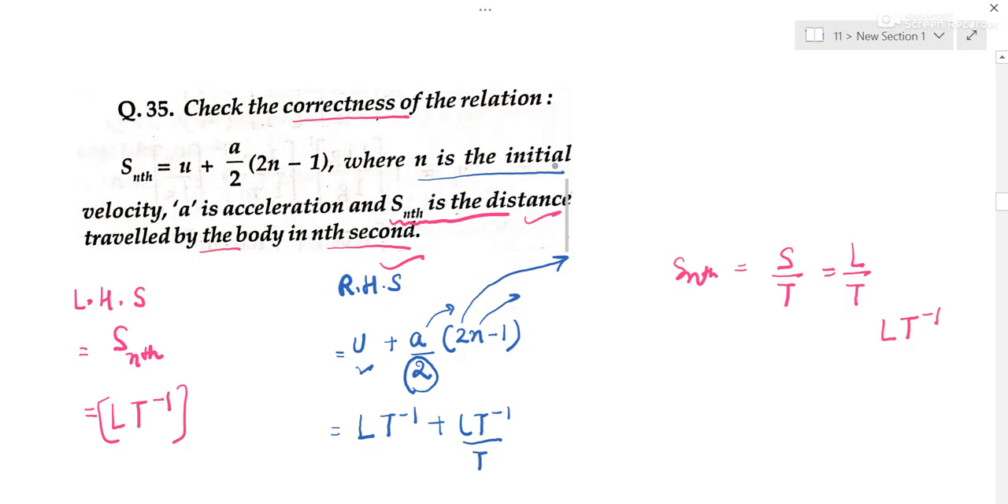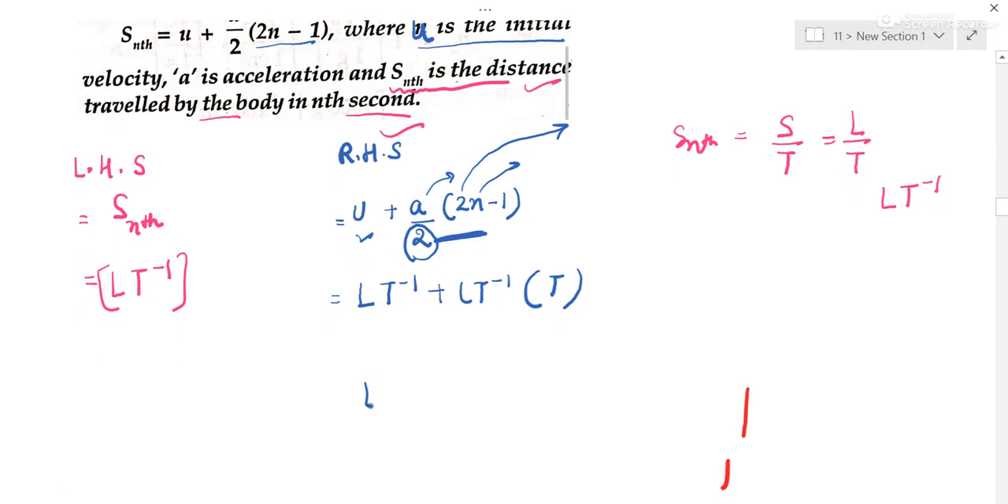See, they have written it wrong here. N is not initial velocity. U is initial velocity. And N is nth second. That is, time. N is time. 5th second, 6th second. So it is time. So this N is time. Okay, why I have written here T, I don't know. This 2 is dimensionless. So it will not be written. So nothing is written down. No quantity is down. You can see here.